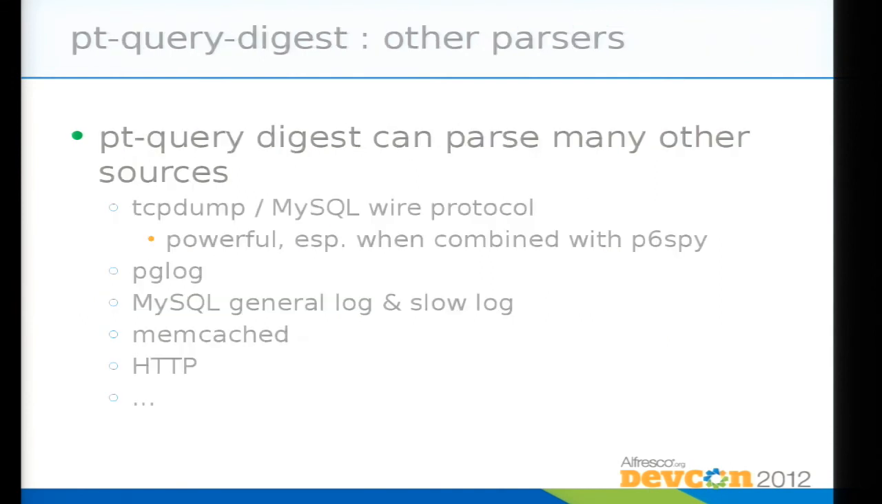So what's cool about PT Query Digest is that there are also other parsers that you can use. It can parse TCP dump for MySQL wire protocol. So you can have some information about the network overhead if you compare the one with P6Spy and the one with TCP dump. You can also parse Postgres log, MySQL general log, slow log, and some cool stuff about memcached. And you can also do some profiling with HTTP and get time distribution for your HTTP queries. Okay.